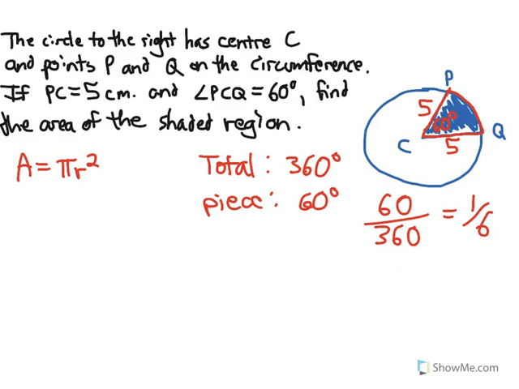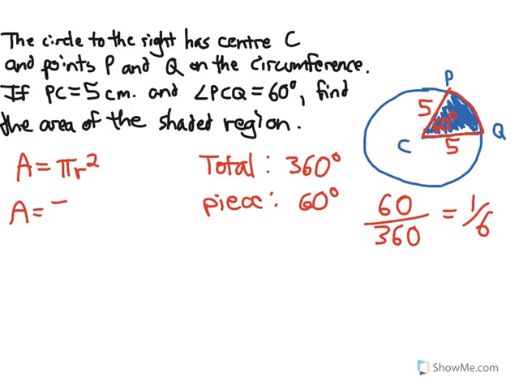Essentially, because proportions hold based on the central angle, we know there's 360 degrees around the whole center. We're only worried about 60 degrees of it going out to the edges. So if we knew the total area of our circle, 1/6 of that area is the piece that we're interested in. So let's find the total area first.